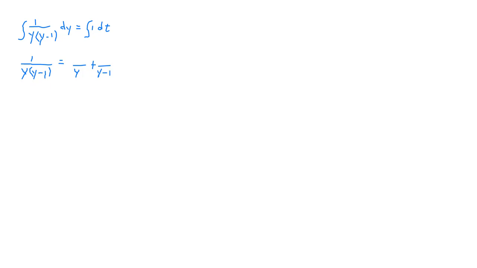What goes over, so these are both linear factors. So what are we going to put over the y? Right, we put an a, good, Zachary, and over the y minus 1 we put a b. So what we're going to do is solve for a and b. So we're going to multiply through both sides of the equation by y times y minus 1. And that means 1 will equal a times y minus 1 plus b times y.